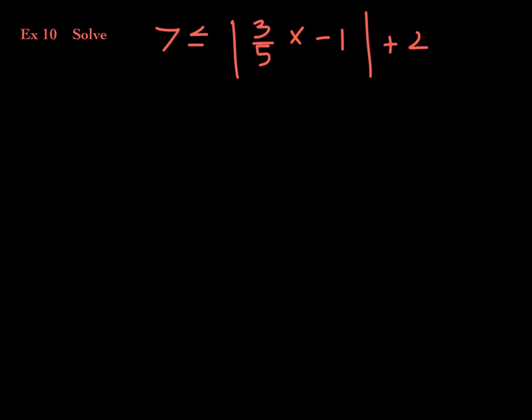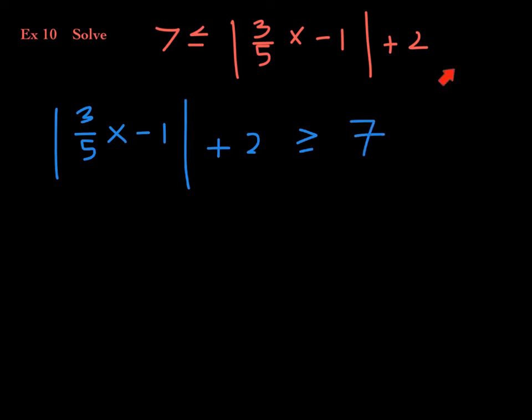So what I'm going to recommend is that we just turn this whole inequality around. Instead of saying the left-hand side is less than or equal to the right-hand side, that's the same thing as saying the right-hand side is greater than or equal to the left-hand side. So I can rewrite this as the absolute value of 3/5 x minus 1 plus 2 is greater than or equal to 7. I basically read this from right to left, which is a little awkward, but I like this better because the variable is now on the left.